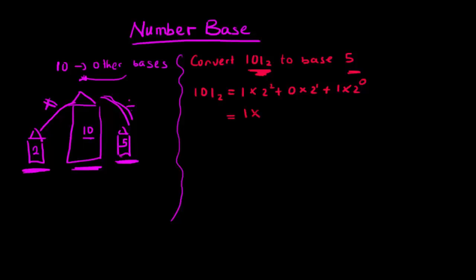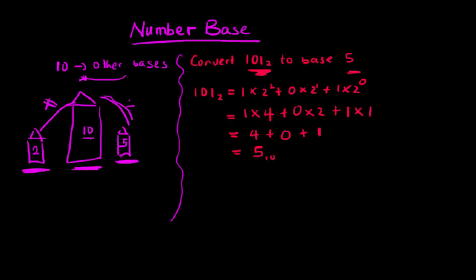So we have 1 times 2 raised to power 2 is 2 times 2, so 4. Plus 0 times 2 raised to power 1 is 2. Plus 2 raised to power 0. Anything raised to power 0 is 1. So we have 1 times 1. 1 times 4 is 4. 0 times 2 is 0. 1 times 1 is 1. So I have 5. And this is in base 10. So I have 5 in base 10.